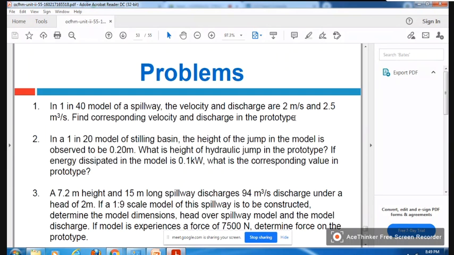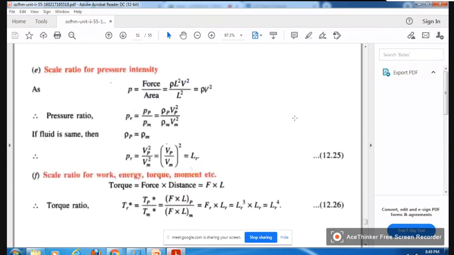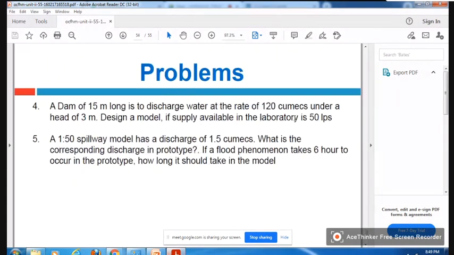What is LR? LR is equal to the length of the prototype divided by the length of the model. Based on the dimensionless numbers, Mach number, Froude number, Reynolds number, and Weber number, we can construct the model. So this is a brief about dimensionless numbers, only an introduction here.